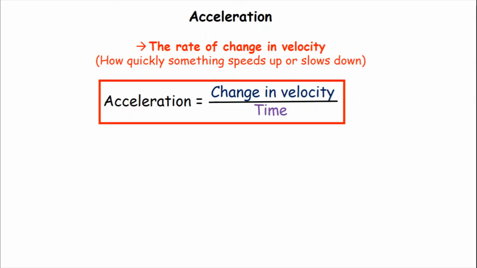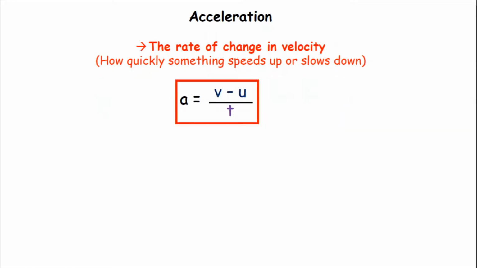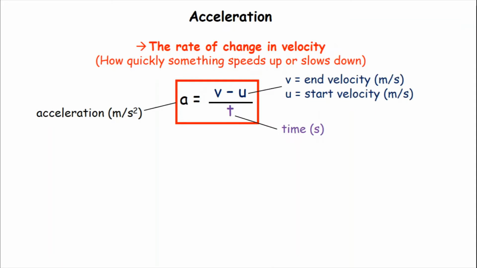We can write this shorter by writing a equals v minus u divided by t, where a is the acceleration in meters per second squared, t is the time in seconds, v minus u is the change in velocity, so v is the end velocity and u is the start velocity in meters per second.